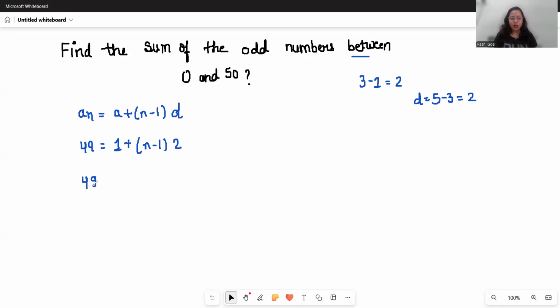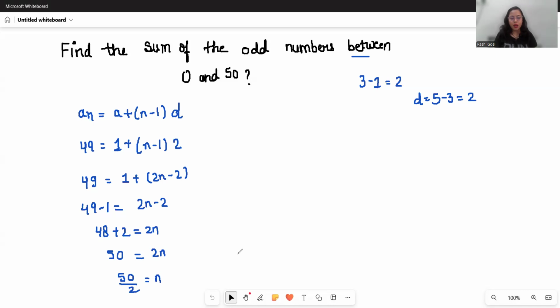So 49 is equal to 1 plus 2n minus 2. 49 minus 1 is equal to 2n minus 2. 49 minus 1 is 48, plus 2 is equal to 2n. That is, 50 is equal to 2n. 50 by 2 is equal to n. So the number of terms is 50.